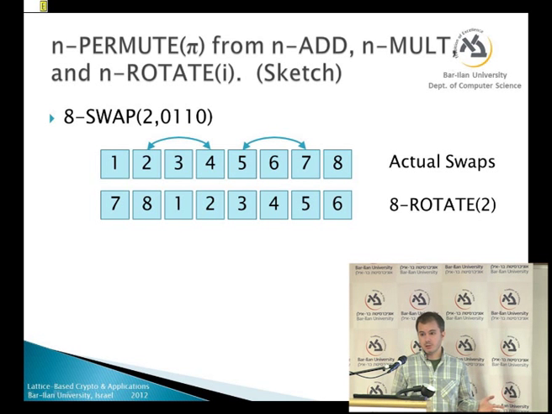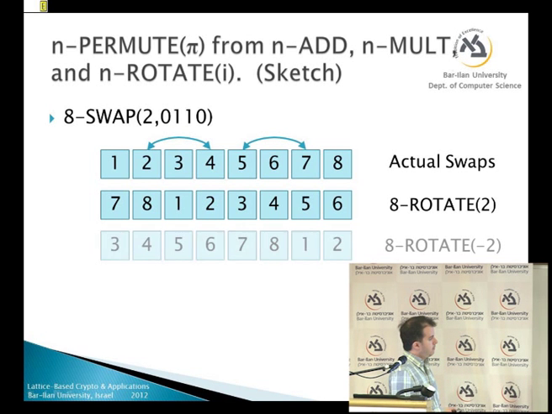And so what I do is I use the rotate operation twice, one to the left and one to the right. So since I'm switching things that are 2 apart, I rotate these things by 2 to the right, and I rotate them by 2 to the left.